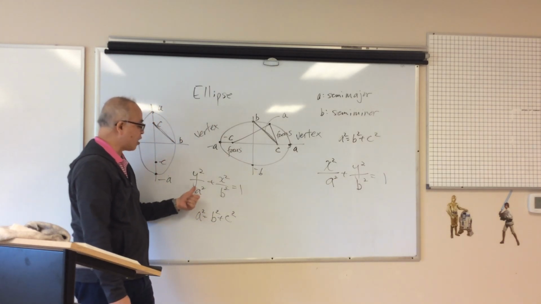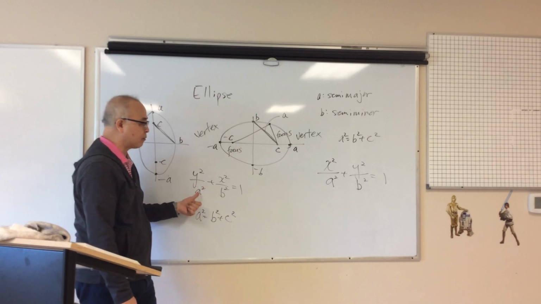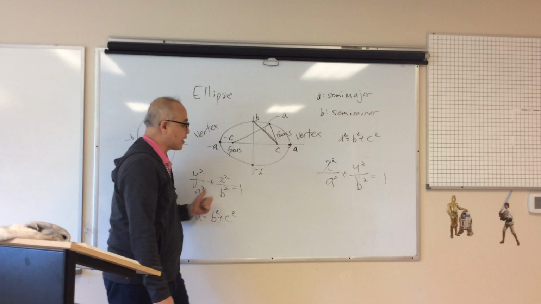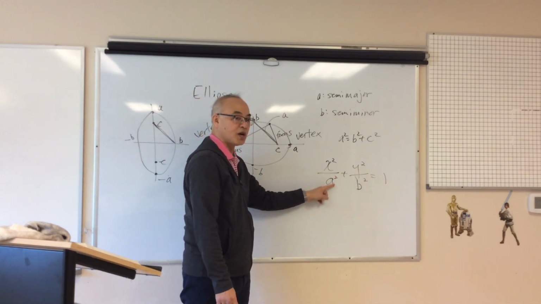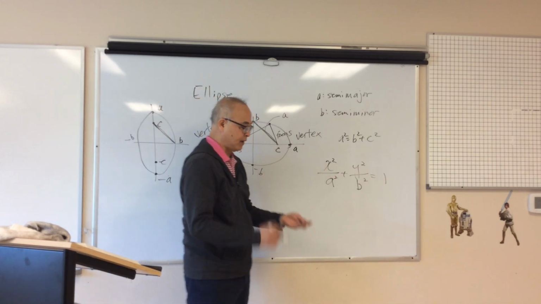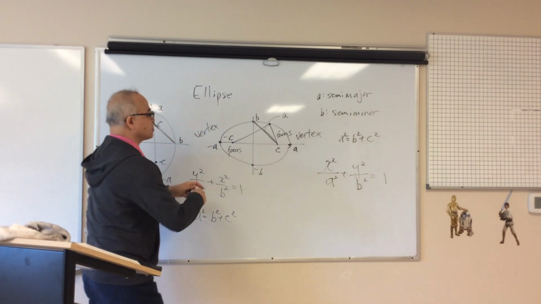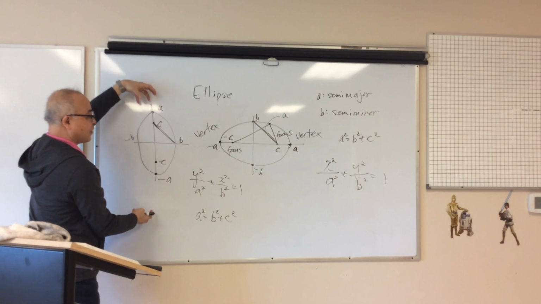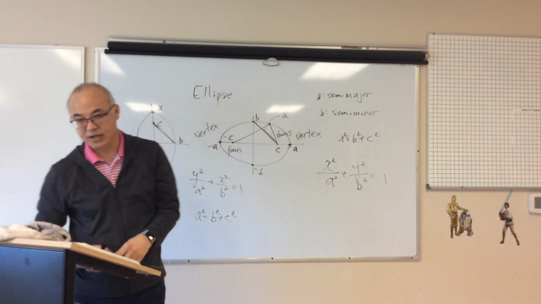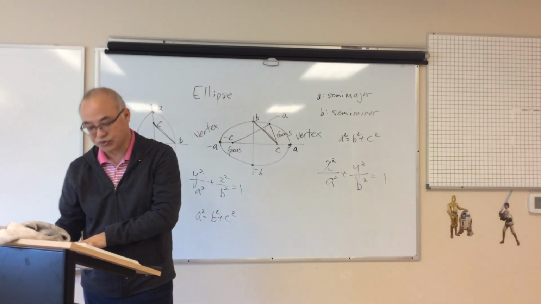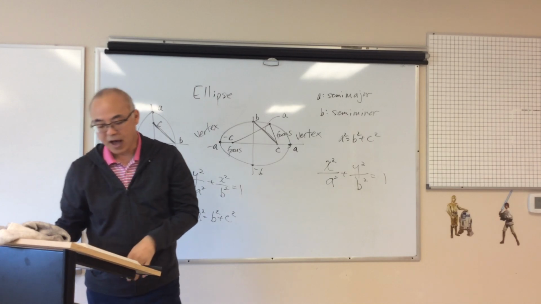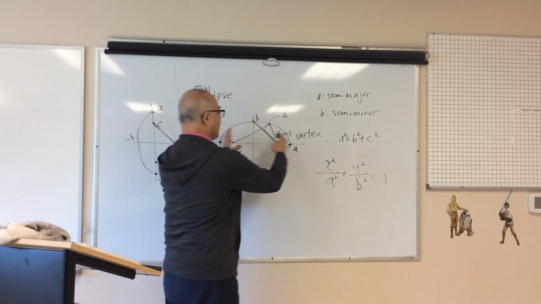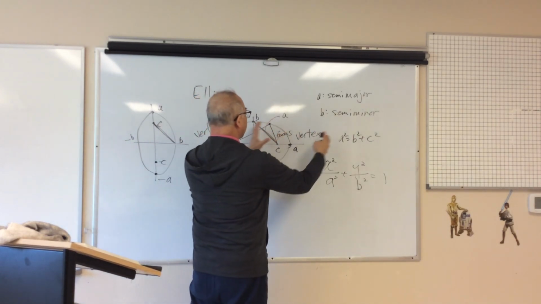In other words, the larger number on the bottom comes first here. So the one that has the larger number underneath it dictates whether the ellipse looks like this or whether it looks like this. Okay? So that's one thing you need to pay close attention to when you're looking at the ellipse.